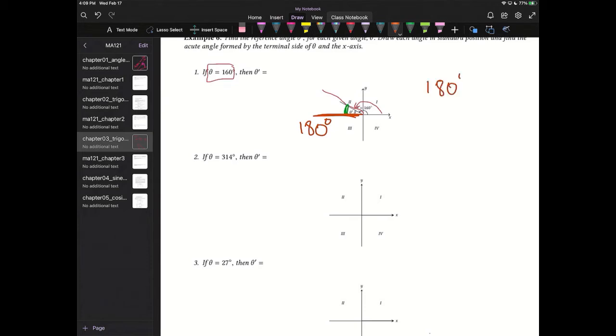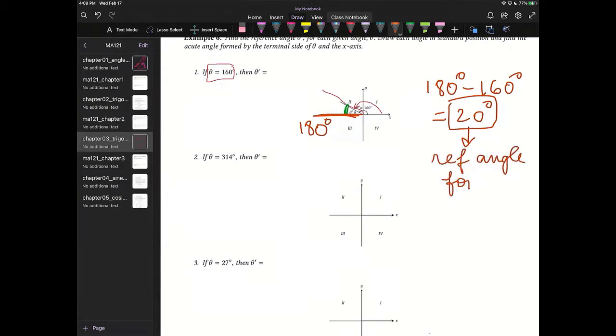So I do 180 minus 160. The result is 20. Notice that 20 is a positive angle between 0 and 90 degrees. This is an acute angle, so this is the reference angle for 160 degrees. So again, you have your 180 degrees right here. If you subtract from that your 160, which is this, what is left behind is what you need.